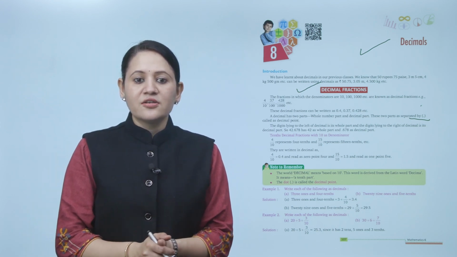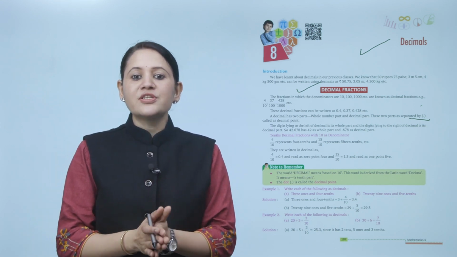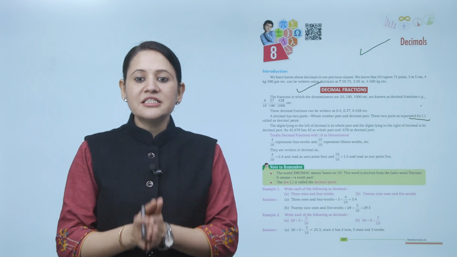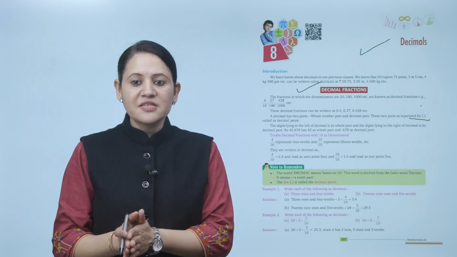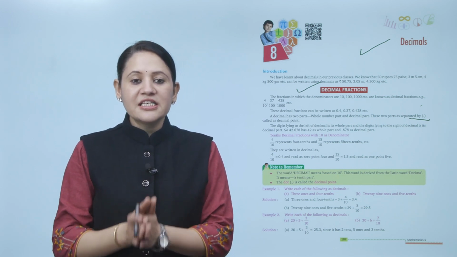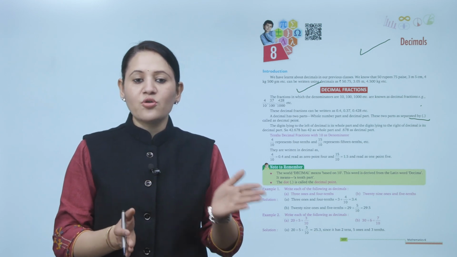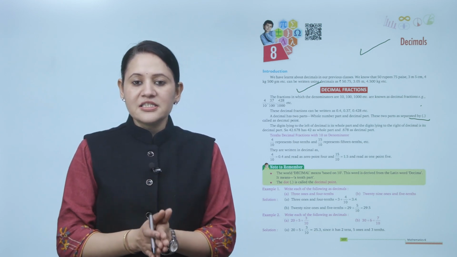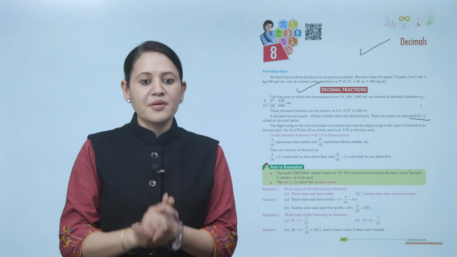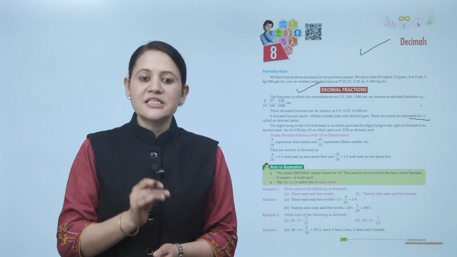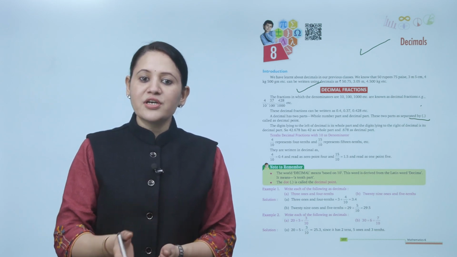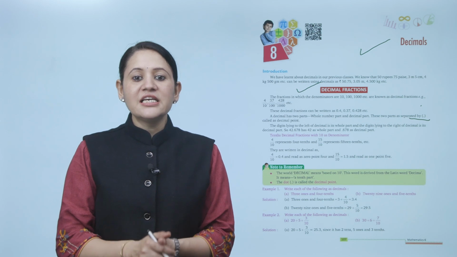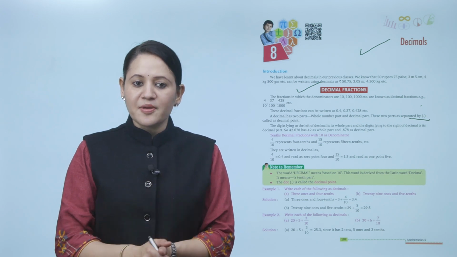The digits lying to the left of the decimal point are its whole part and the digits lying to the right of the decimal point are its decimal part. Decimal की जो left में होगी digits that are whole part and the digits which are right of the decimal are decimal part. So 42.678 has 42 as a whole part and 678 as a decimal part.